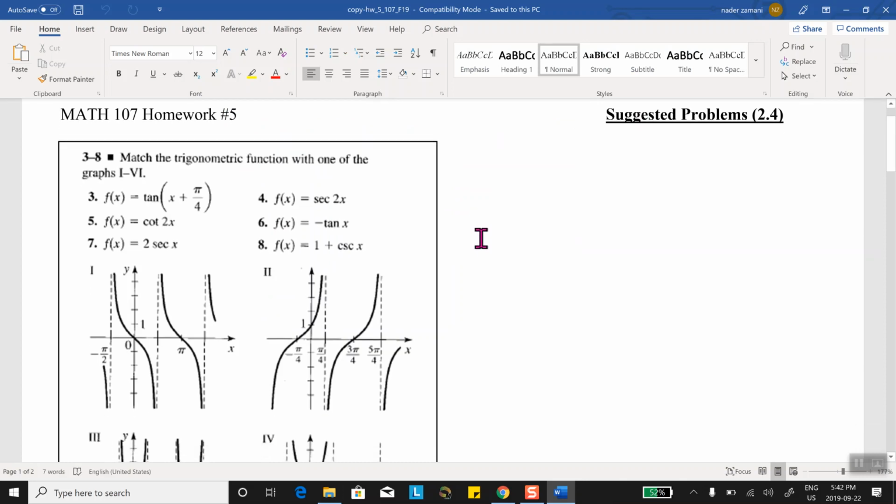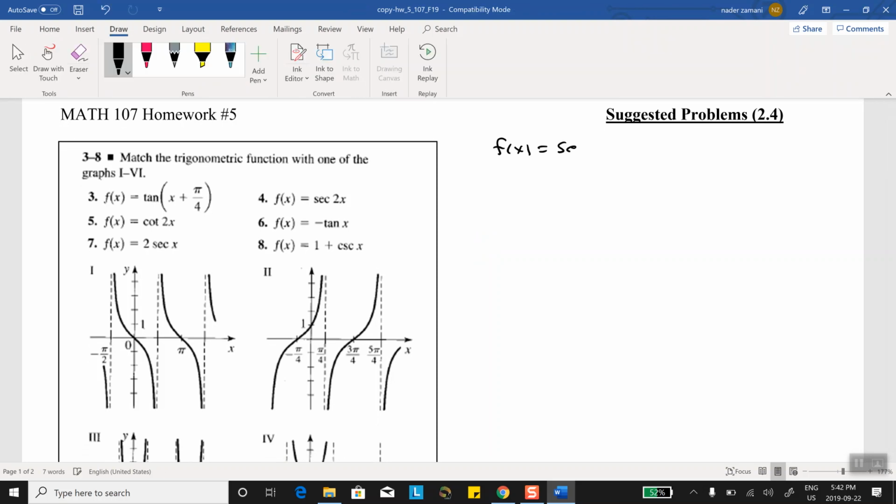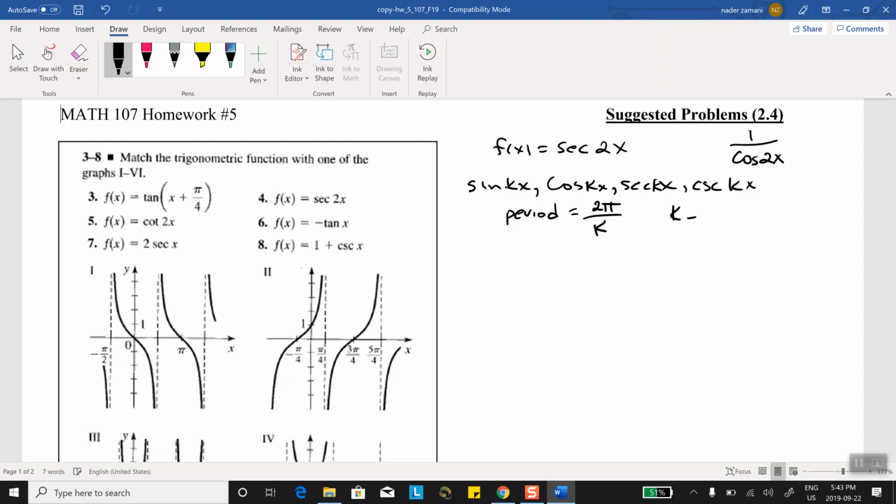Okay, second problem is number 4 here. So we have f of x equal to secant of 2x. Let me remind you that secant is simply 1 over cosine of 2x. By the way, the graphs of sine kx, cosine kx, secant kx, and cosecant kx all have the same period, and the period is 2 pi over k. For our case, k is 2, so the period is pi.